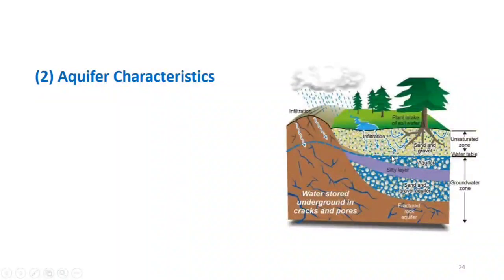So now, if you look at this figure, we have different types of stratifications. It depends on what is the soil type on top. Do you have infiltration or not?